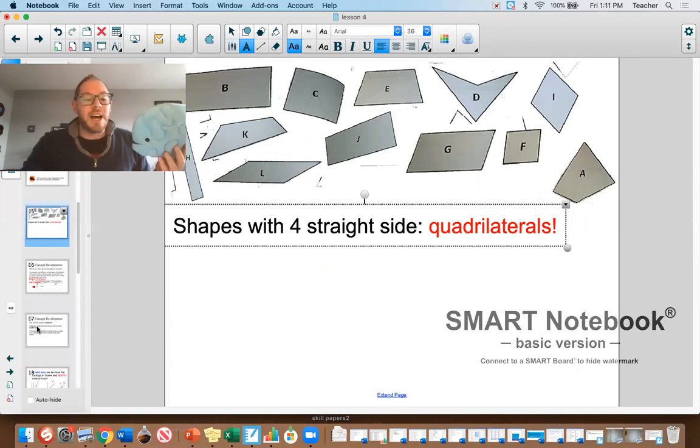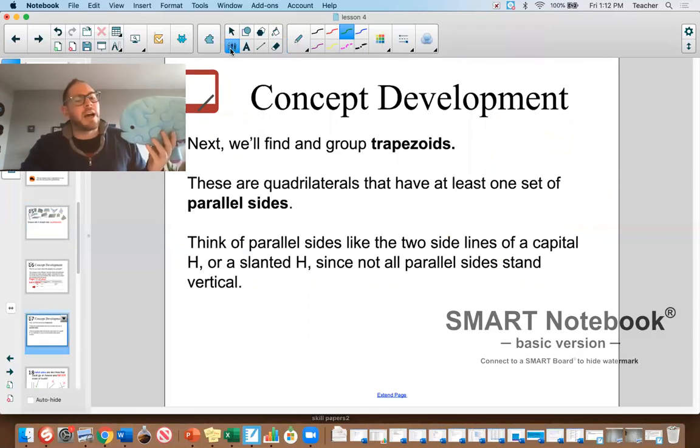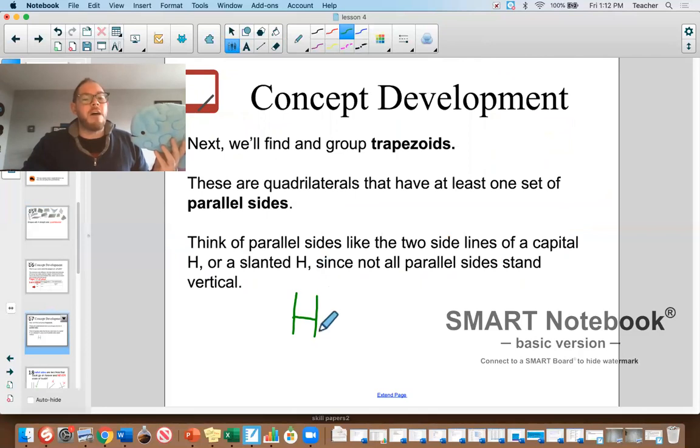All right, well done. So now that we've done that, we're going to go on and we want to find and group all the trapezoids together. Trapezoids are quadrilaterals that have at least one set of parallel sides. Think of parallel sides like the 2 sidelines of a capital H. They're not slanted and they will never ever meet each other.